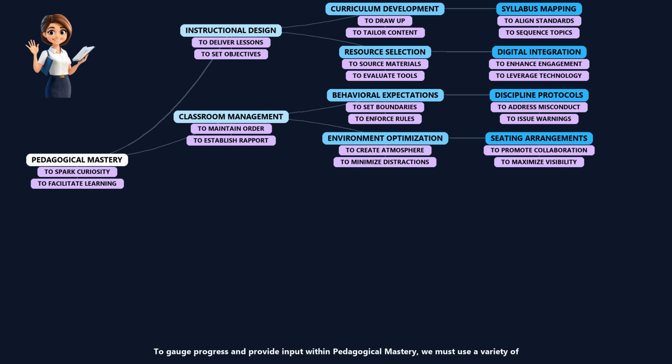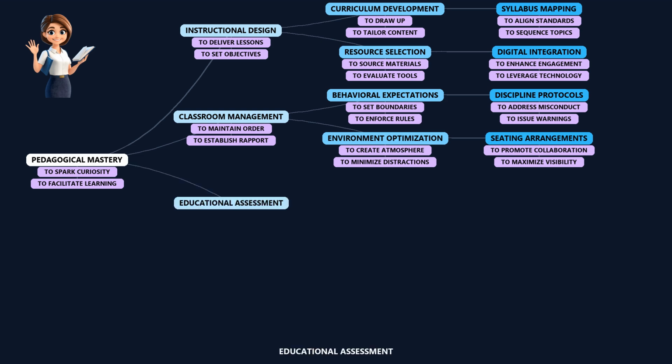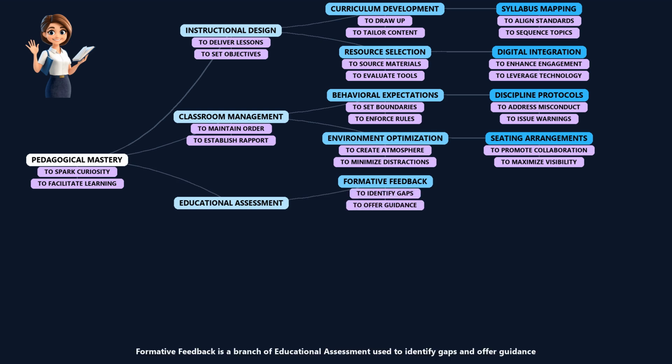To gauge progress and provide input within pedagogical mastery, we must use a variety of checking methods. In essence, we are using professional word pairings to describe how we test our students. Educational assessment. Formative feedback. Formative feedback is a branch of educational assessment used to identify gaps and offer guidance while the student is still working. This means looking at what a kid doesn't know yet and giving them a helpful tip.